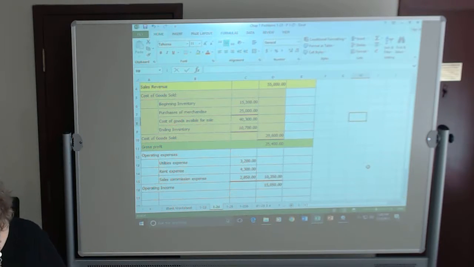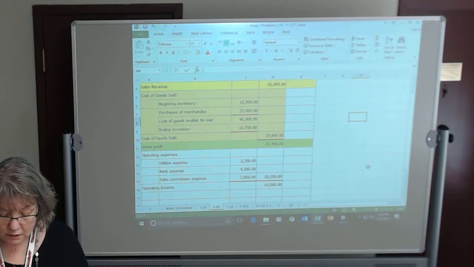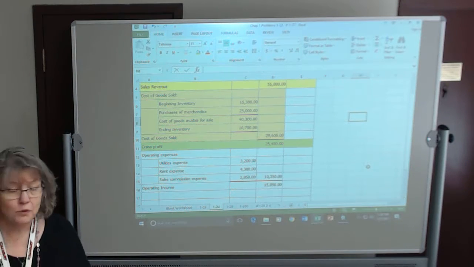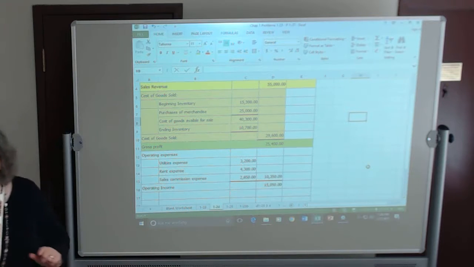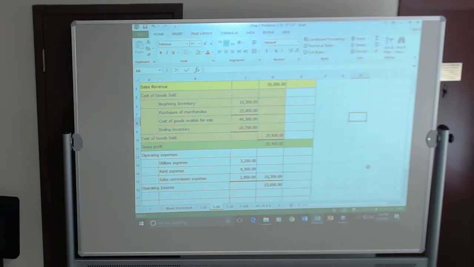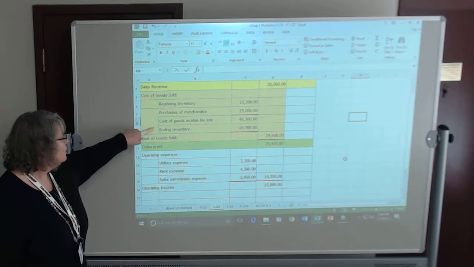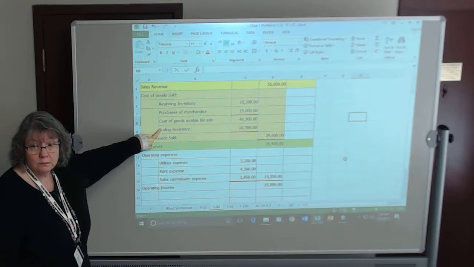Okay, inventory, because they give you inventory for December and inventory for January, and you think, well, which one do I use? Your statement is for December 31st. So January 1st is your beginning inventory, December 31st is your ending inventory, okay? The January 1st inventory is your beginning inventory right here. Your December 31st inventory is your ending inventory right here, all right?